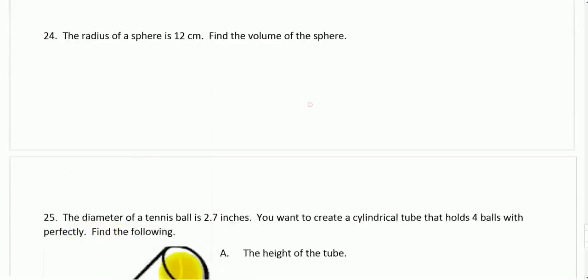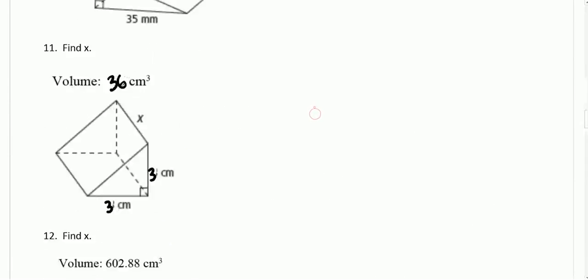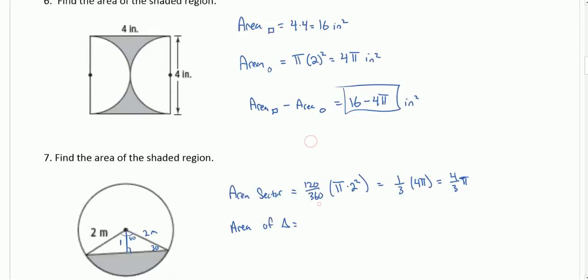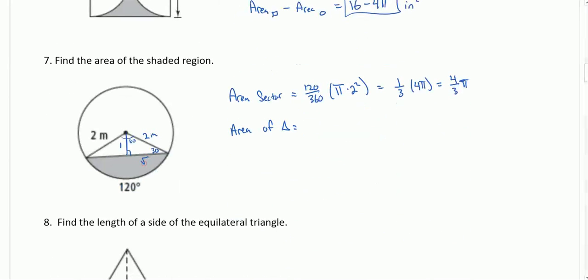So this is root 3. And so the base of this full triangle is 2 root 3. So area is 1/2 base times height, which is root 3. And so the area we're after is the area of the sector minus the area of the triangle.